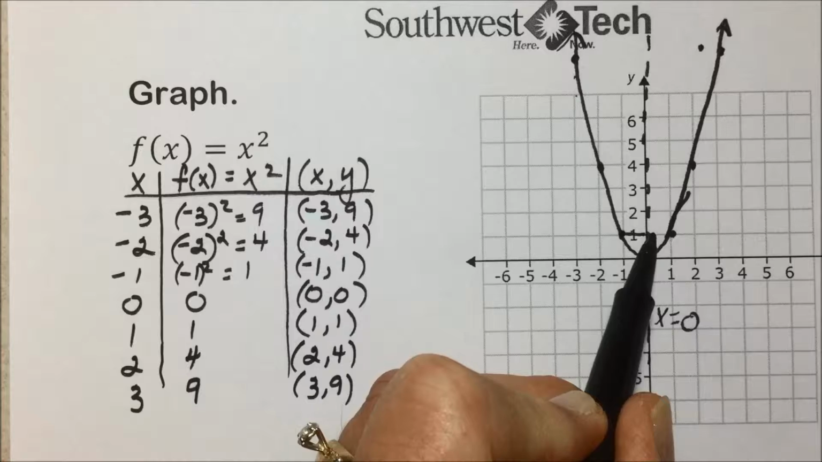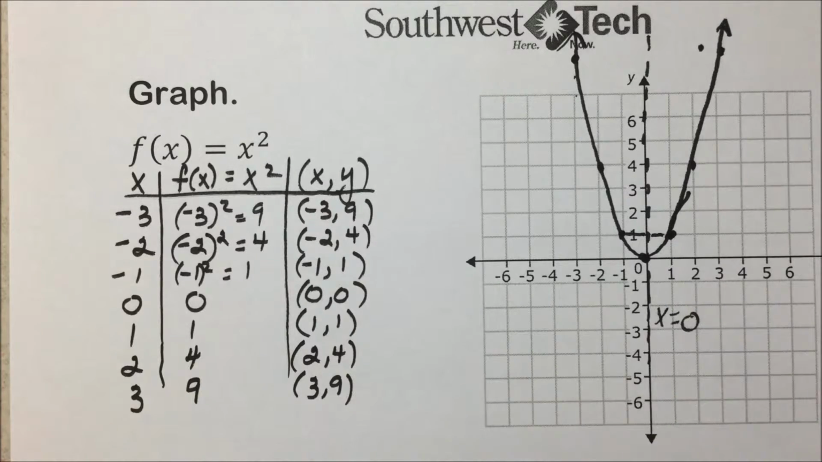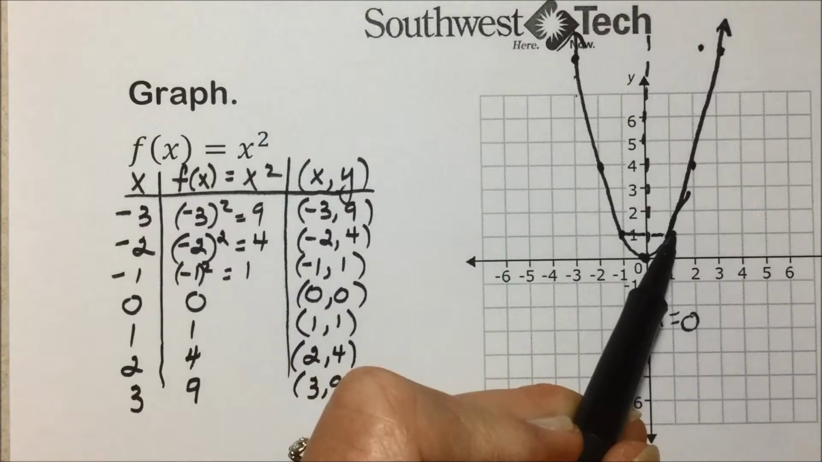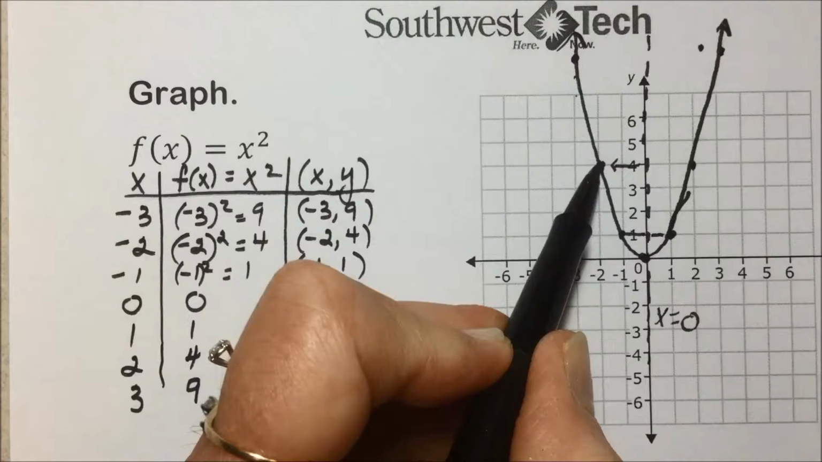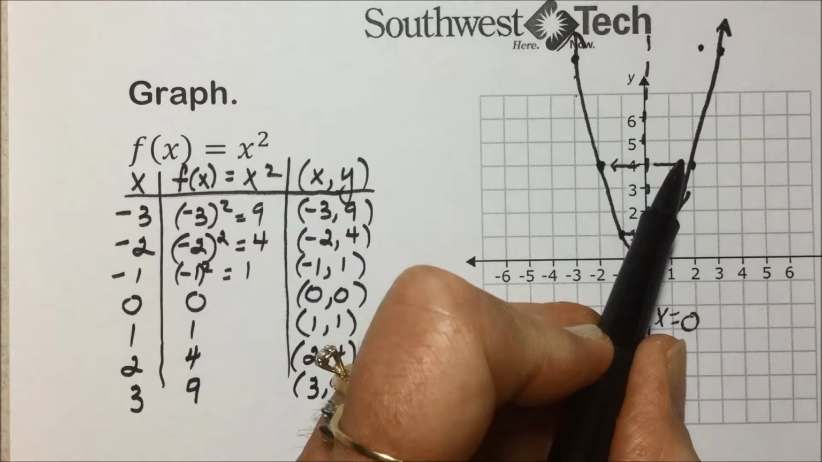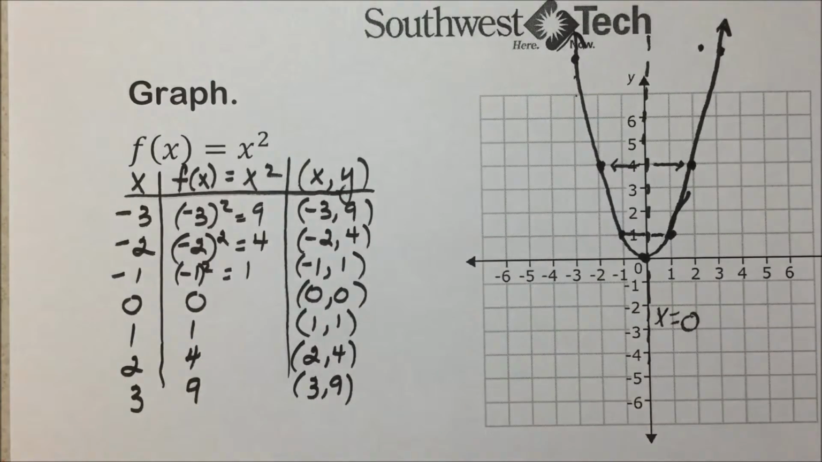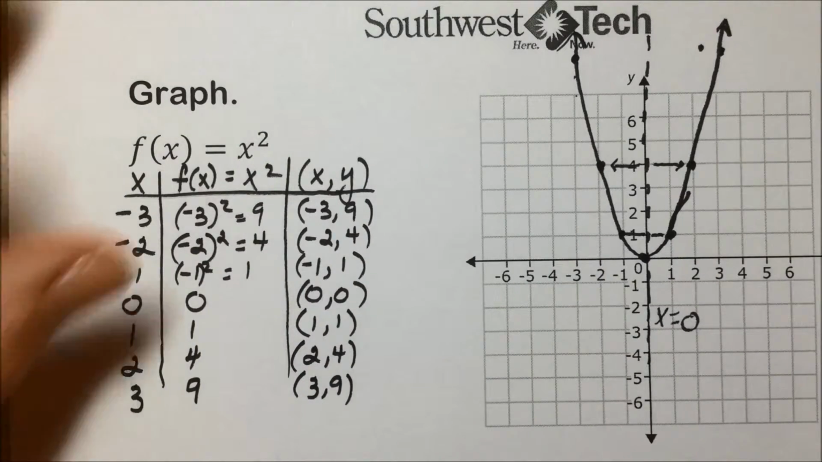If you notice, the point here that we had, -1, 1, reflected through the axis of symmetry gave us an equal point of 1, 1. Here we had the point -2, 4, and if we reflect that point through our axis of symmetry, we get 2, 4. We found it by calculating it, but using the reflective property, we could have found it just by reflecting as well.